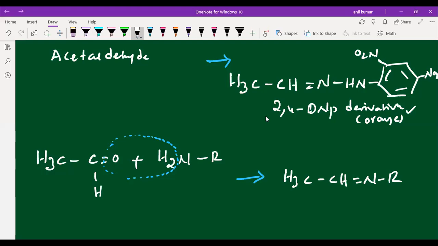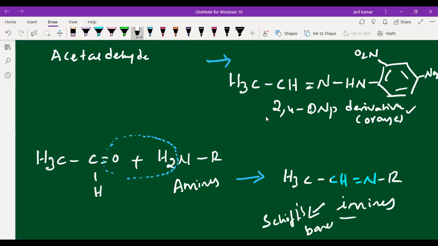So what is the name of this functional group here? Carbon is having a double bond with nitrogen. This type of functional group we are calling imines. Aldehydes will react with amines to give imines. These imines we are calling Schiff's bases, because Schiff is a scientist who first prepared these imines.